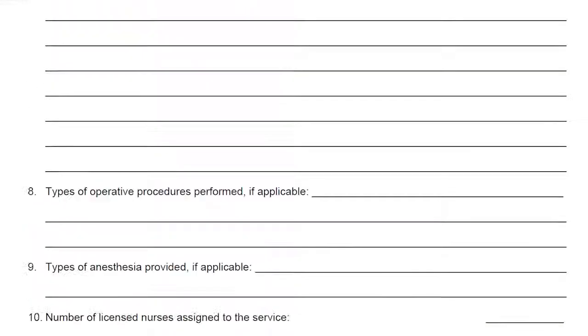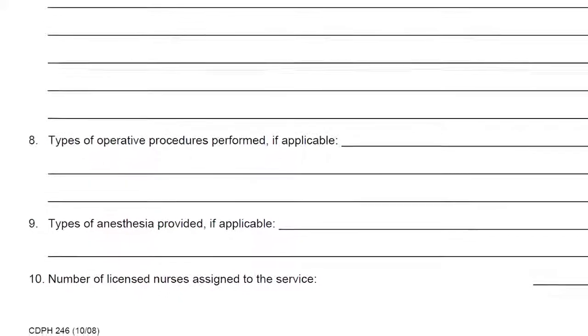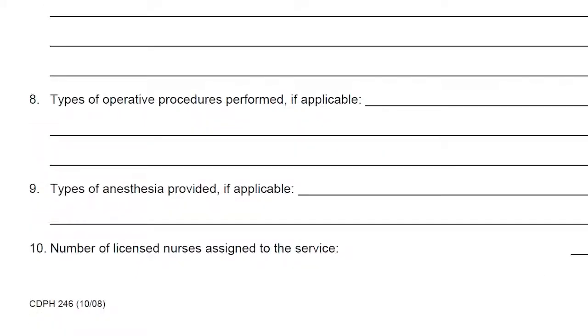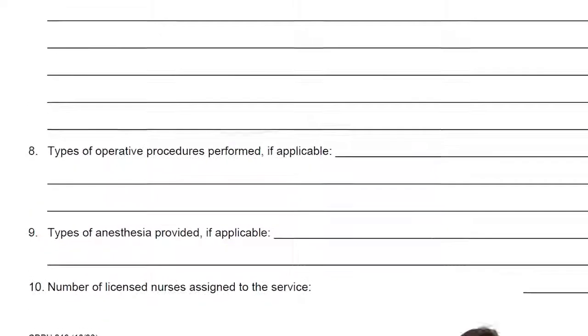Question 8 is designed for you to list what type of procedures will be performed in the clinic. Question 9 will be where you will list the type of anesthesia that will be provided in the outpatient setting. For example, you would list local or general in this section. Question 10 is where you list the number of licensed nurses assigned to the service.